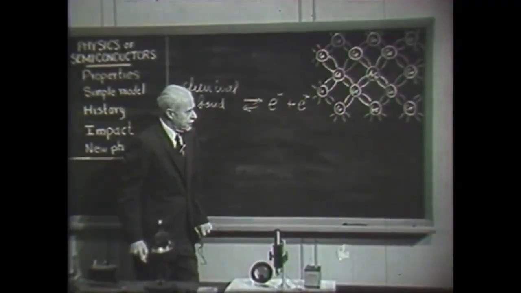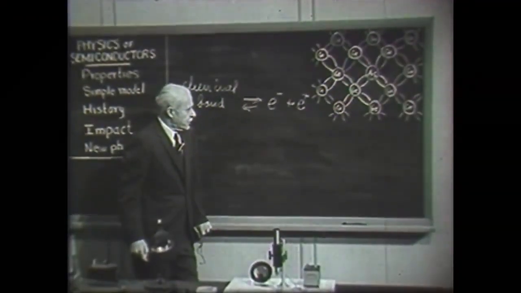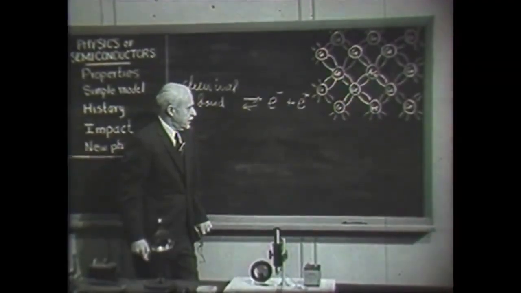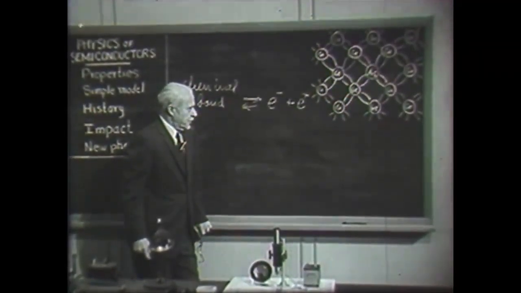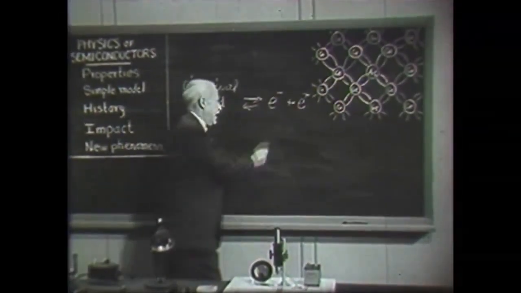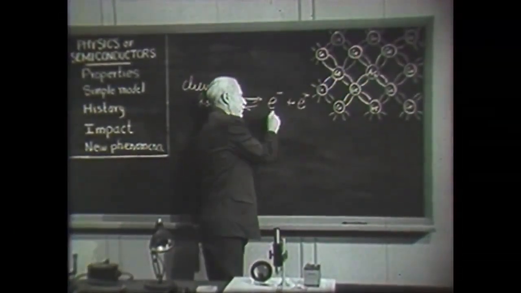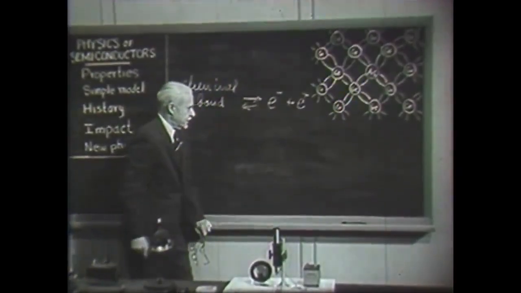Therefore, we have 1 electron left over that's free to wander around the crystal and conduct electricity. And this, as was first called, would be an excess semiconductor. There would be excess electrons left over from the chemical bonding structure.